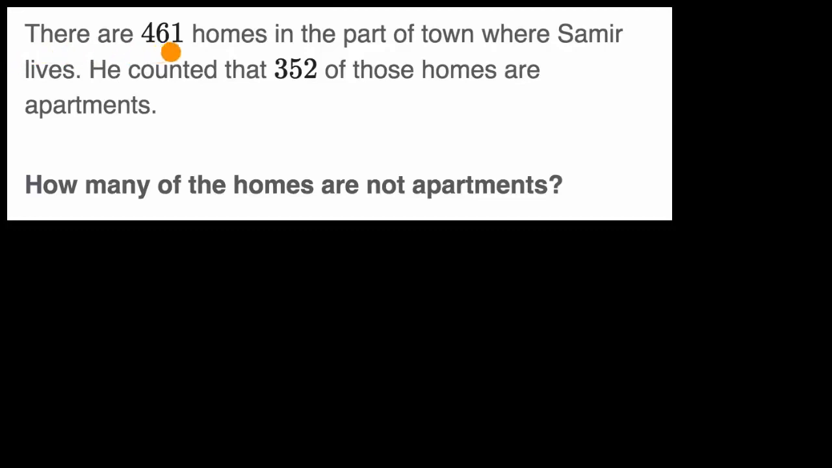There are 461 homes in the part of town where Samir lives. He counted that 352 of those homes are apartments. How many of the homes are not apartments?